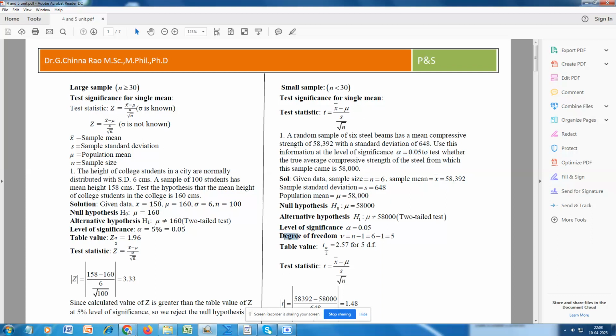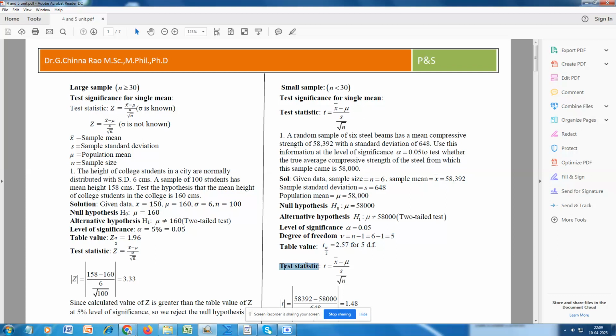Next, the degrees of freedom is n minus 1. Here n is 6, so 6 minus 1 is 5. The table value is 2.57 for 5 degrees of freedom, which we can see in the t distribution table.